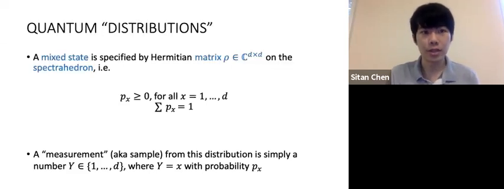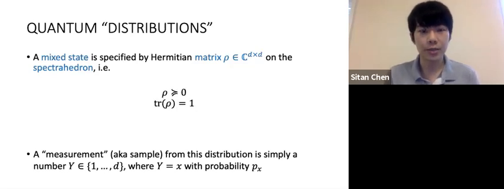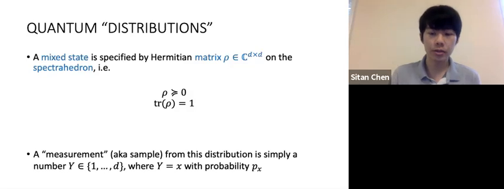So this is what's called a mixed state, and it's given by a so-called density matrix, rho. So a density matrix is some Hermitian matrix, d by d, with complex entries, which lives in the spectrahedron. That is, the collection of all density matrices which are PSD and trace 1. So what is the quantum notion of measurement? This is a bit complicated.